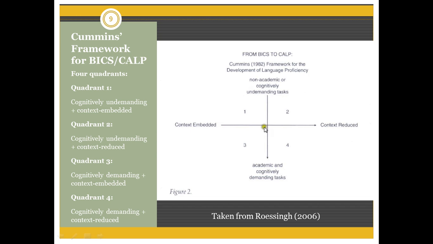And then underlying that is the CALP area, where there is some CALP that is embedded with context, but it's cognitively demanding. And then there's the hardest kind of language, which is context reduced and cognitively demanding. So that's what we would think of as academic language, quadrant 4.